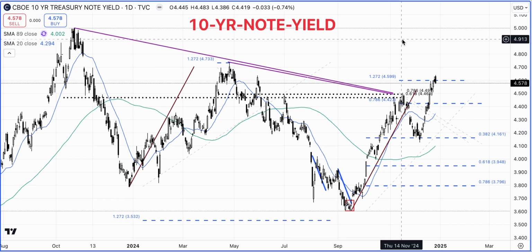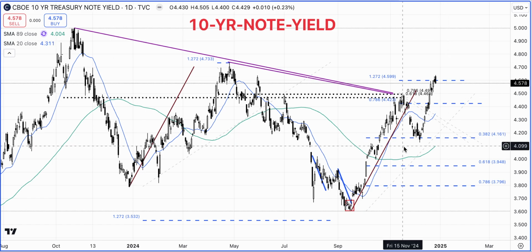Why? Because over the course of the past few months, the Federal Reserve has embarked on an easing program. They are reducing the Fed funds rate, which is the shorter end of the curve. But what we have seen is that towards the longer end of the curve, the market is doing something else. The yields have been moving higher.